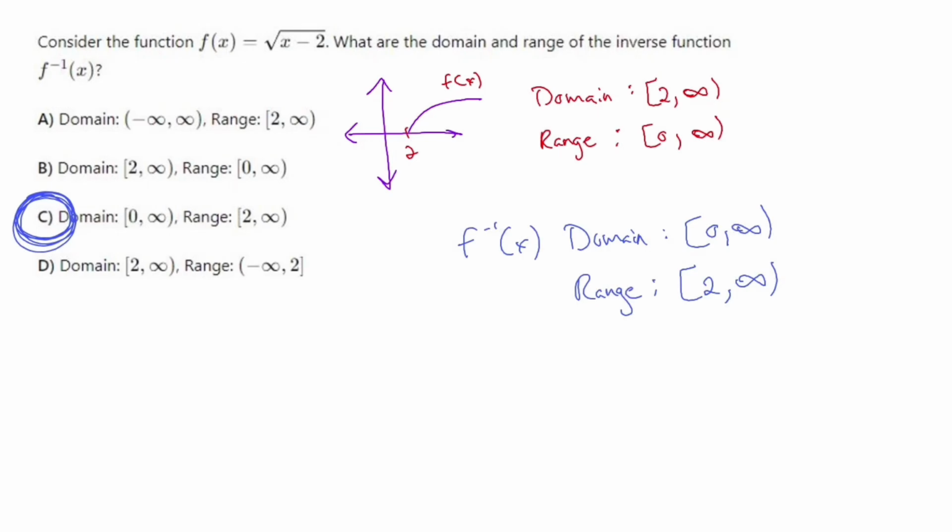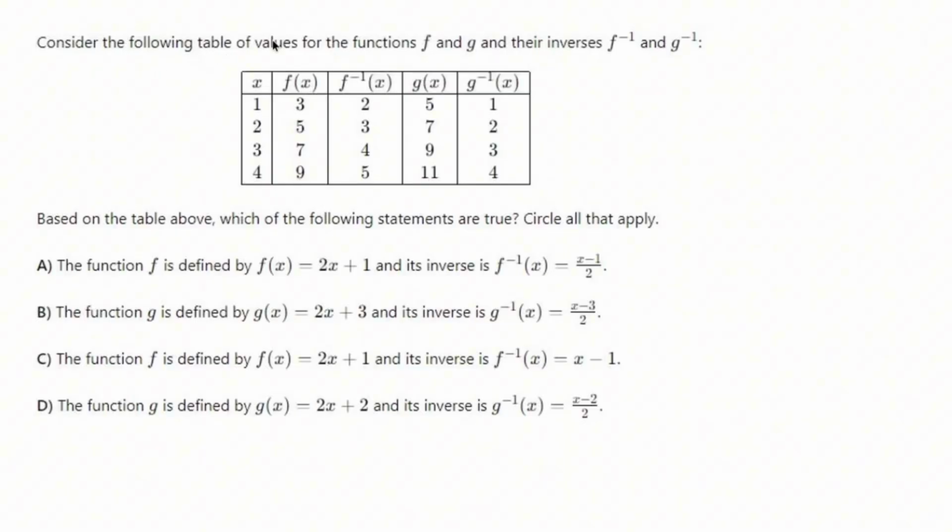Easy peasy. Consider the following table of values for the functions f and g and their inverses f inverse and g inverse. Based on the table above, which of the following statements are true, select all that apply. So they want us to find out what f of x is, and then as a result find out what their inverses are. Let's take a look and see if we can find any patterns for f of x. As x goes up by 1, f of x goes up by 2, which means this is linear. So f of x is a linear function that goes up by 2.